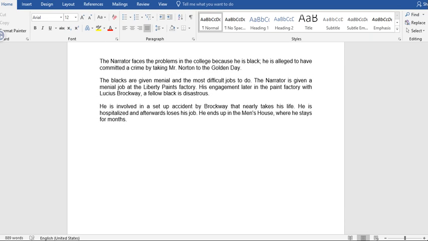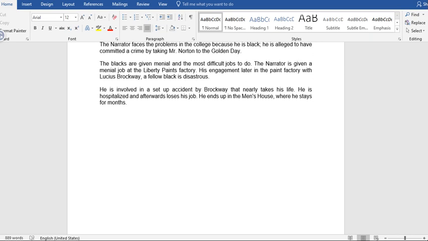The blacks are given menial and most difficult jobs to do. The narrator is given a menial job at the Liberty Paint Factory. His engagement later in the paint factory with Lucius Brockway, a fellow black, is disastrous. He is involved in a set-up accident by Brockway, which nearly takes his life. He is hospitalized and afterwards loses his job. He ends up in the men's house where he stays for months.